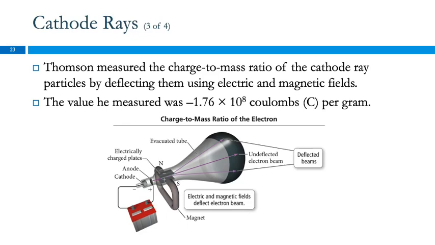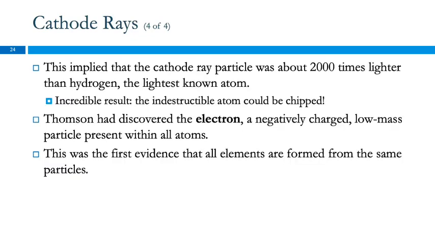Chemistry is in everything. So that ratio implied that the cathode ray particle was 2,000 times lighter than hydrogen, the lightest known atom. And this was mind-blowing because they had found a particle that was smaller than an atom.